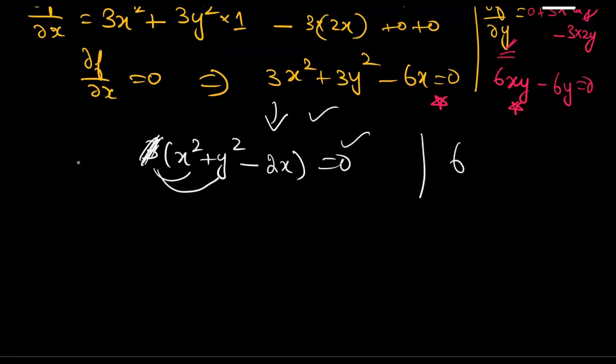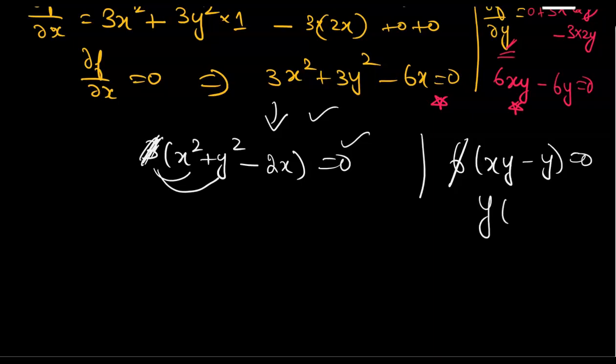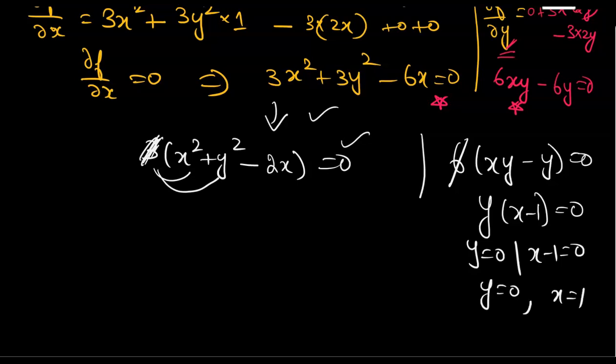Similarly, from this side, if I take 6 common, xy minus y is equal to 0, which implies xy minus y is 0, because 0 by anything is 0. Now your equation is even more simple. If you take y common, y into x minus 1 is 0, which means y is equal to 0, comma, x minus 1 is equal to 0, which means y is equal to 0, comma, x is equal to 1.